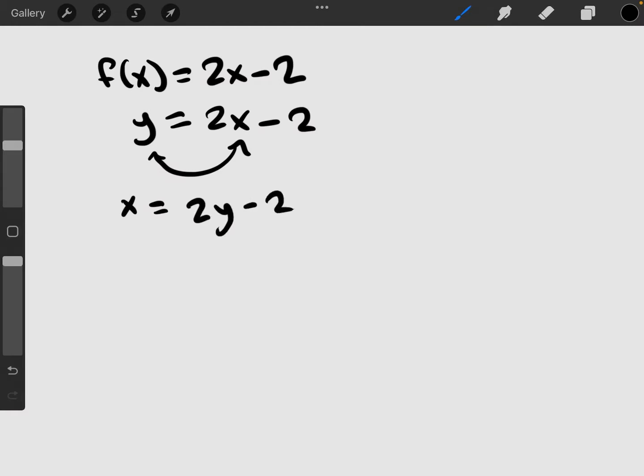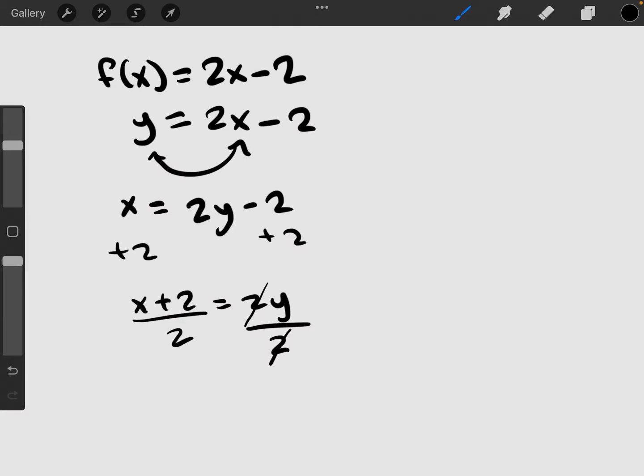Now at this step, we just have to have the y by itself. To do that, we add 2 to both sides. So x plus 2 equals 2y. And to have the y value by itself, we have to divide 2. And these cancel out. And now we have y equals x plus 2 over 2.